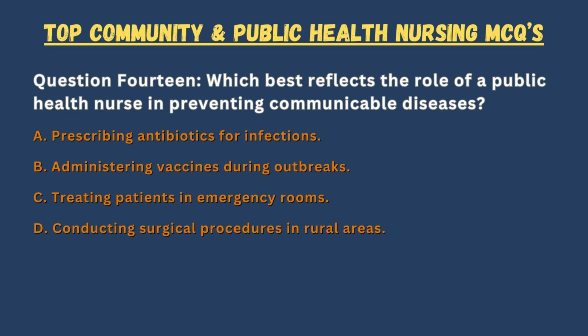Question 14. Which best reflects the role of a public health nurse in preventing communicable diseases? A. Prescribing antibiotics for infections. B. Administering vaccines during outbreaks. C. Treating patients in emergency rooms. D. Conducting surgical procedures in rural areas.